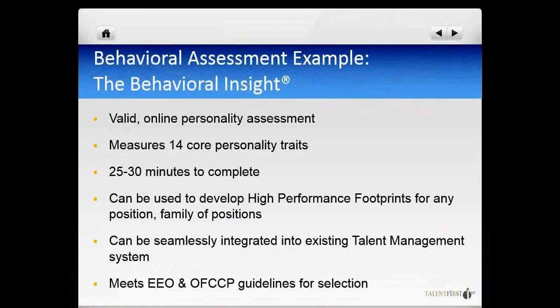The Behavioral Insight can be used to develop what we call the high-performance footprints for any position or family of positions. It provides a model of traits that statistically differentiate between top performers and other people. Finally, very important, the Behavioral Insight meets the EEO and OFCCP guidelines for selection, so it can be used legally in your hiring process.